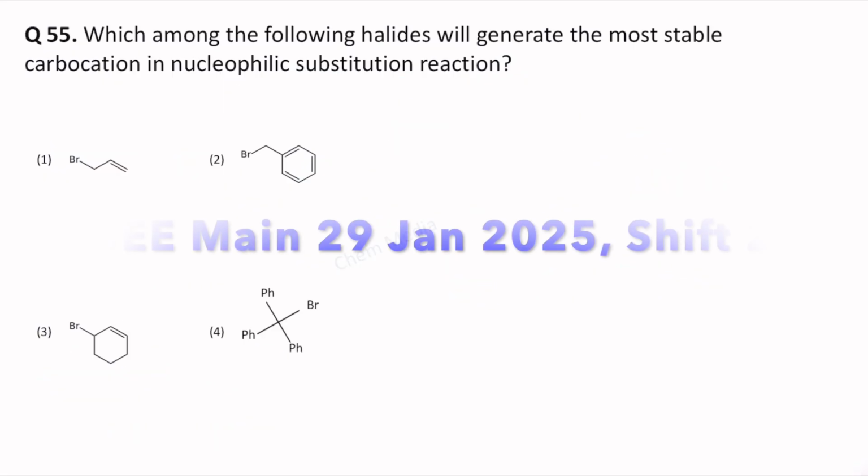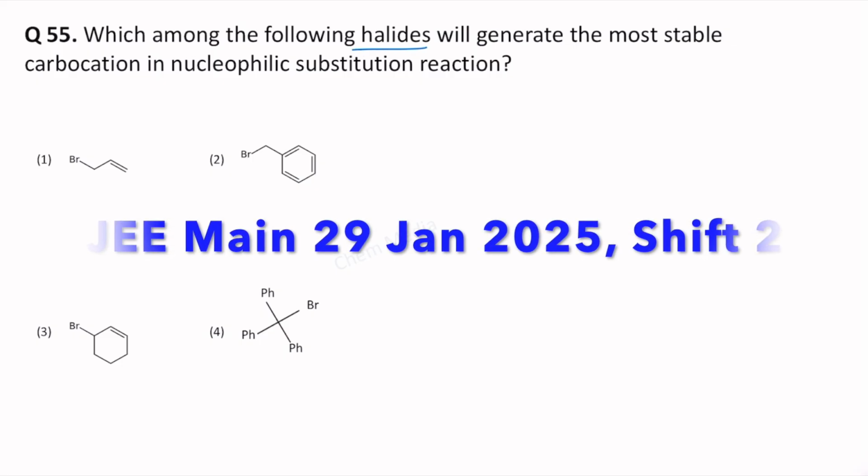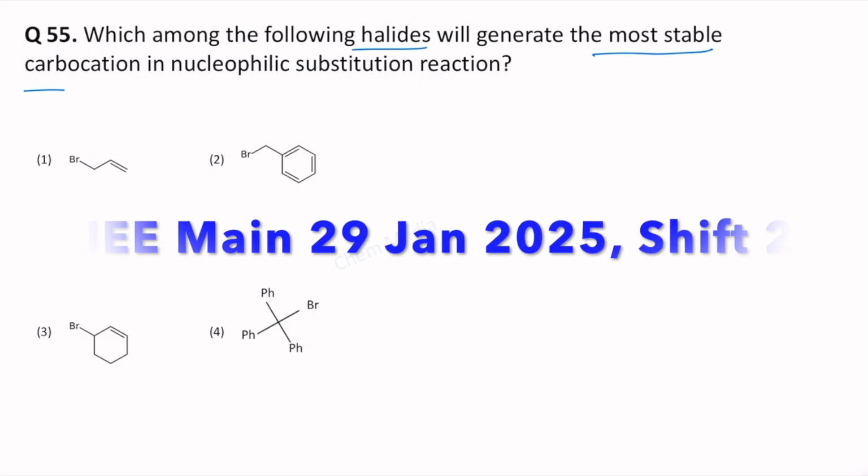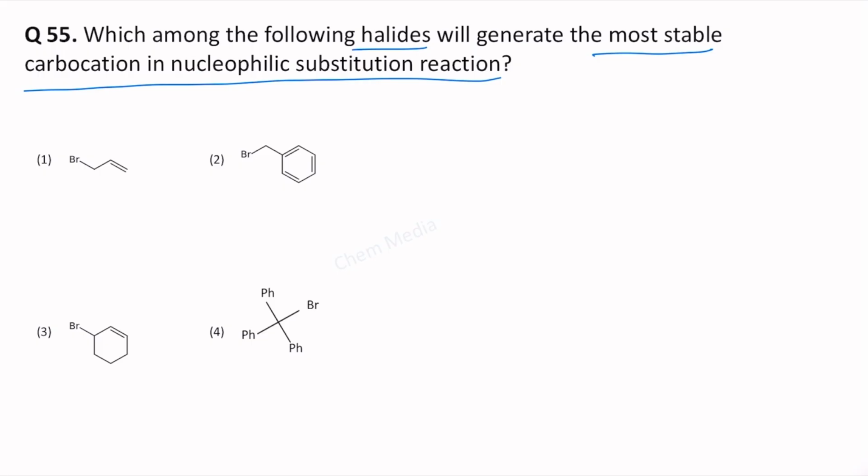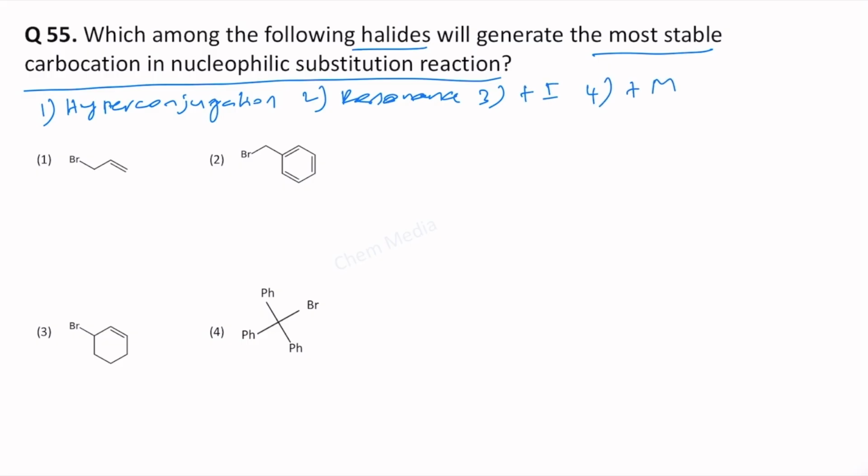Which among the following halides will generate the most stable carbocation in nucleophilic substitution reaction? A carbocation's stability is based on a combination of factors. It could be hyperconjugation, or it could be resonance, or it could be positive inductive effect, or it could be positive mesomeric effect. But in this case, we need to worry about only hyperconjugation and resonance. Bromine is the leaving group in all the cases.